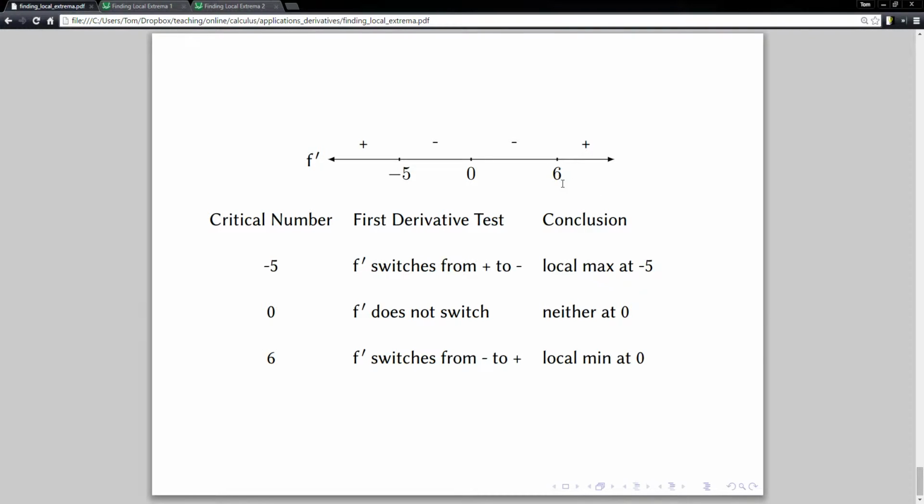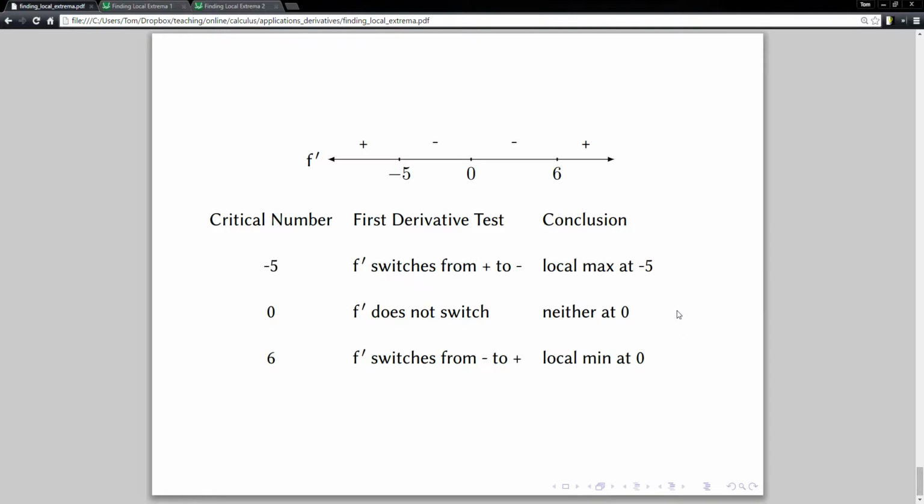Finally, the critical number 6. Here we can see, according to our diagram, the derivative switches from negative to positive. That meant the original function has to be decreasing and then increasing again. So what that means is that there is a local minimum at 6. Now we've classified all the critical numbers as local maxes, local mins, or neither. And notice that we did that without ever looking at the graph of f. We didn't even know what the formula for f was. All we did was look at the derivative here.